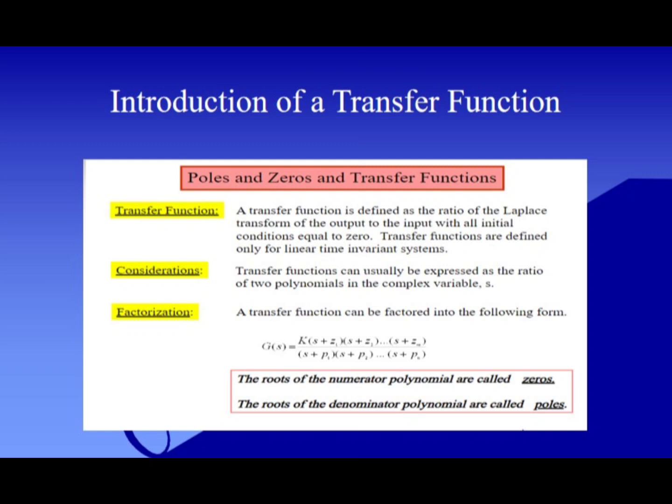For the factorization, a transfer function can be factored into the following form. The form that we can see from here is the standard form for zeros and poles.